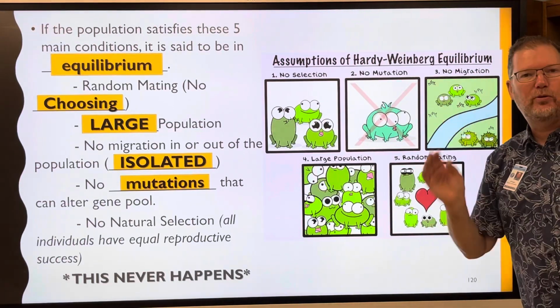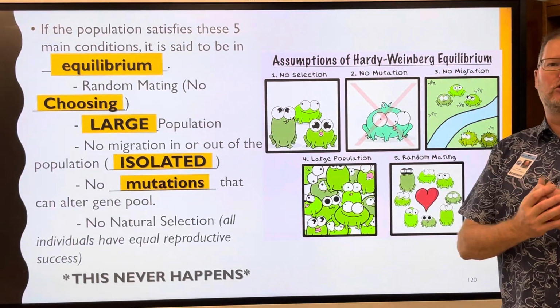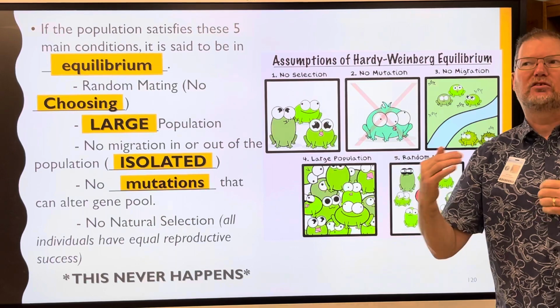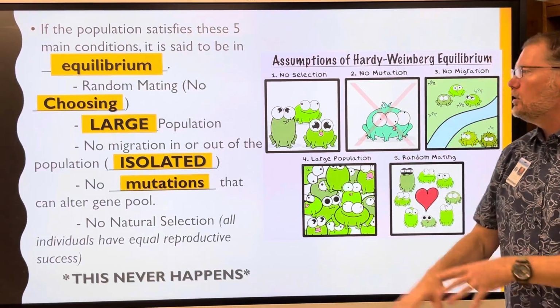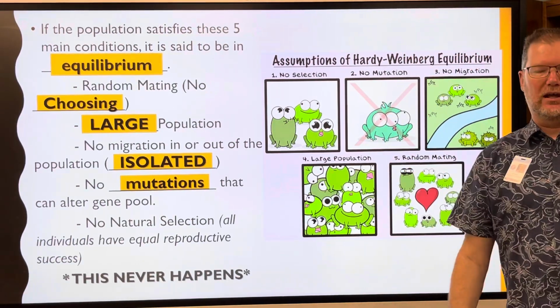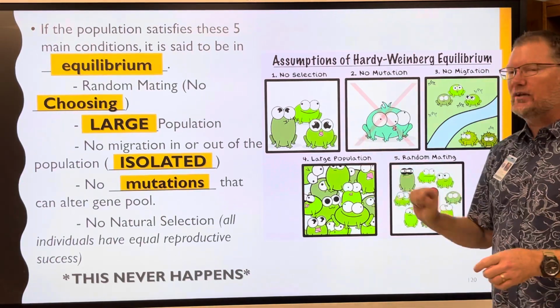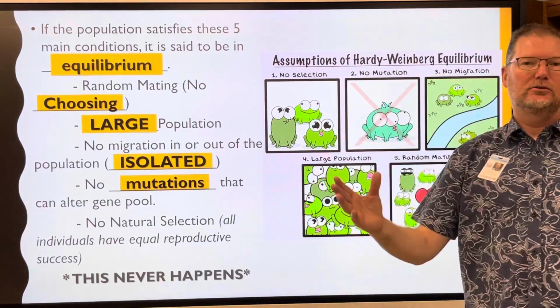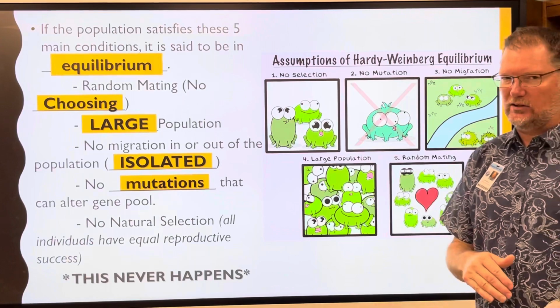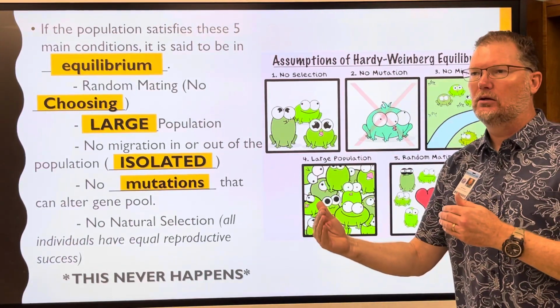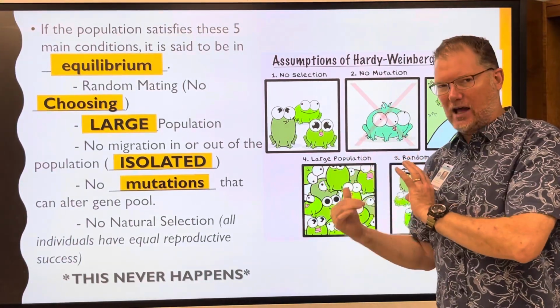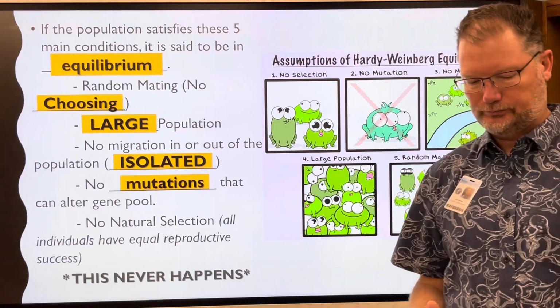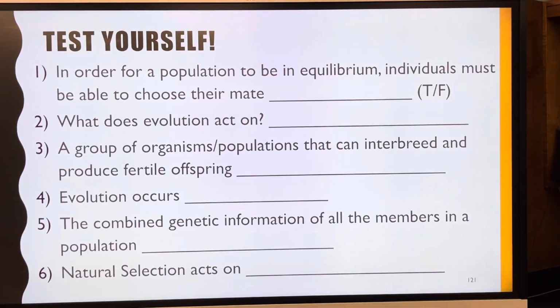All of these things are supposed to happen. That's why we know evolution is occurring, because in order for it to not occur, all 5 of these things here would have to happen, and it never happens. Does that make sense? We know it's happening because these things never happen. Okay. All right, so we have to test yourself. It's in your notes. You're going to do this on your own.